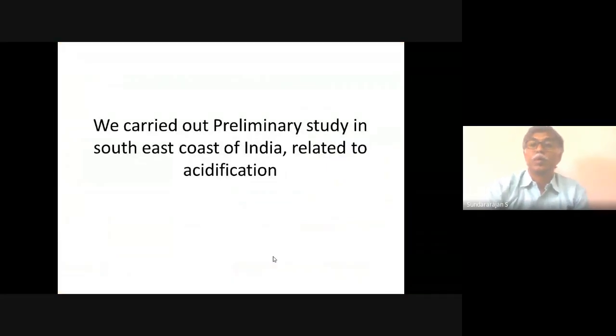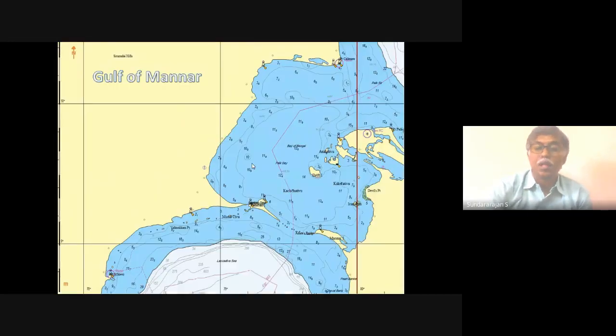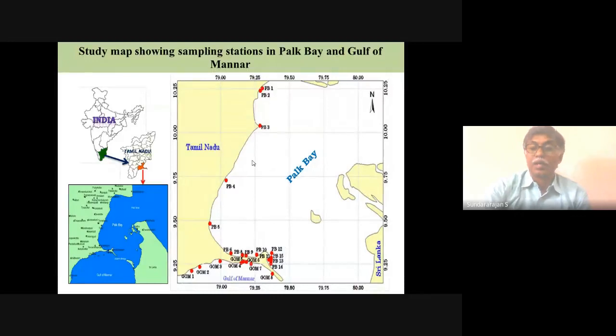So we carried out some preliminary studies on acidification on the east coast of India, particularly in the Palk Bay and the Gulf of Mannar area. We collected samples fortnightly all along Palk Bay and the Gulf of Mannar for 3 years. We measured selected parameters, particularly pH, alkalinity, carbonates, and nutrients like nitrite, nitrate and phosphate, to estimate the omega value for calcification and saturation, and the calcium concentration.